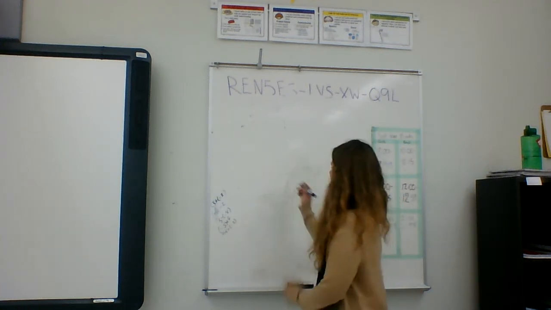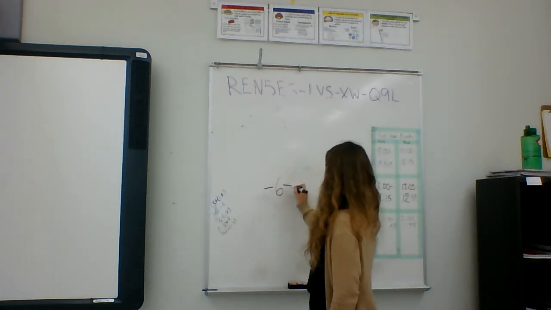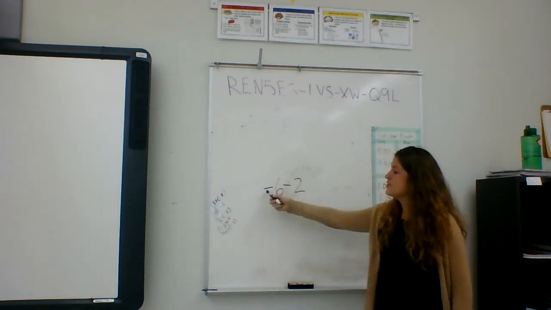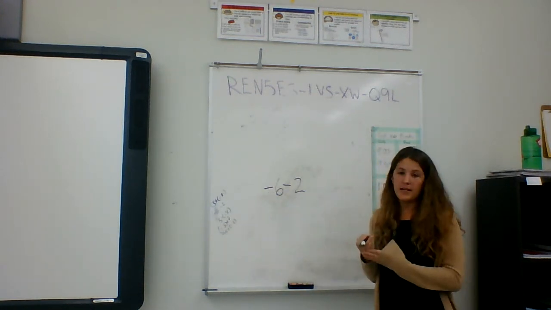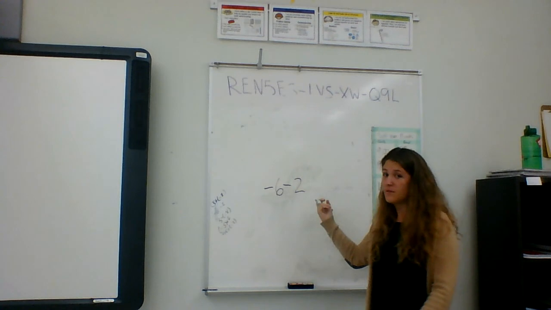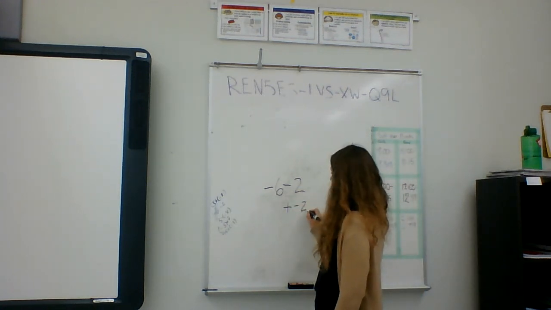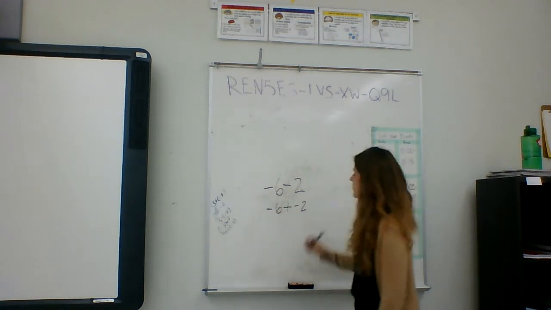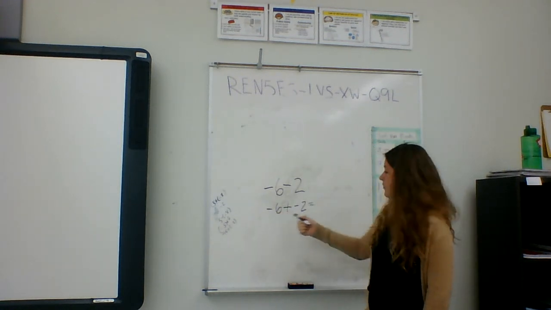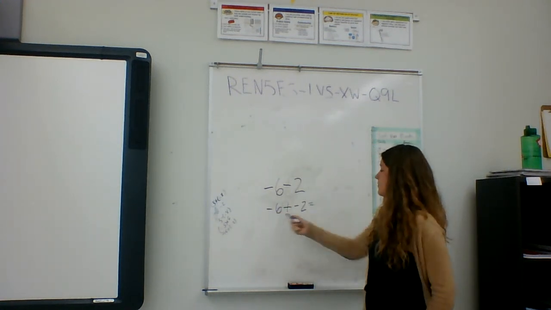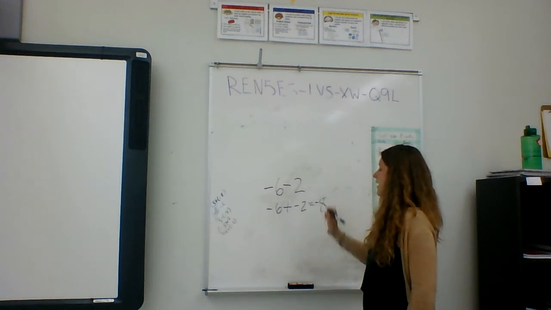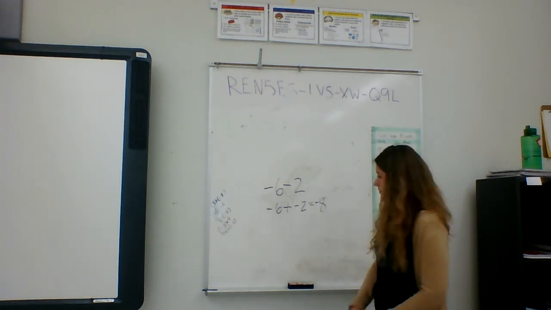Example number 3. Negative 6 minus 2. I have 2 negatives. They're not right next to each other. They're just 2 negatives. I could rewrite this problem if I wanted to. Subtracting 2 is the same thing as adding a negative 2. So negative 6 plus negative 2. There's both negatives, so I add them together. 6 plus 2 is 8, and they're both bad guys, so it's a negative 8.